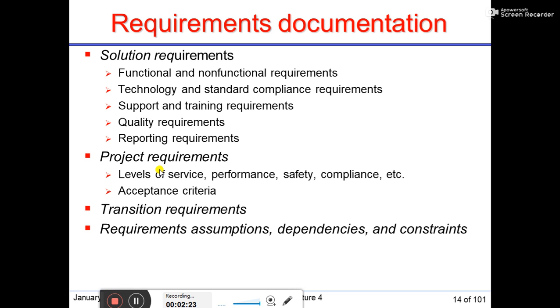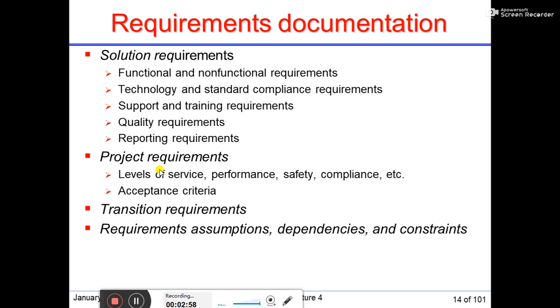There are also solution requirements like functional and non-functional requirements, technology and standard compliance requirements, support and training requirements, quality requirements, reporting requirements. So these are solution-oriented requirements. And there are project requirements like levels of service, performance, safety, compliance, etc., acceptance criteria. So these are project requirements. Whatever requirements we are trying to get to know are from the perspective of management.